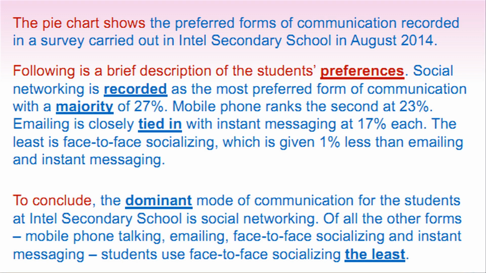Mobile phone ranks the second at 23%. Emailing is closely tied in with instant messaging at 17% each. The least is face-to-face socializing, which is given 1% less than emailing and instant messaging.